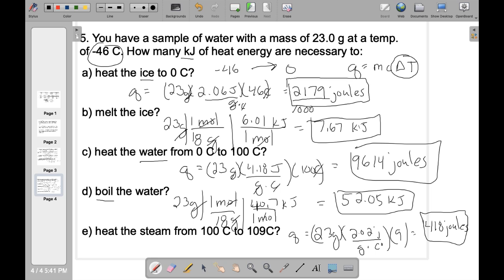So I would have to divide that by 1,000, divide this by 1,000, and divide this by 1,000. Then I would have to add it all up. And if I added it all up, I would get my answer in kilojoules. I could say, well, it's going to take this many kilojoules to convert ice at minus 46 to steam at 109 degrees. Okay, well, I hope that helped you out.